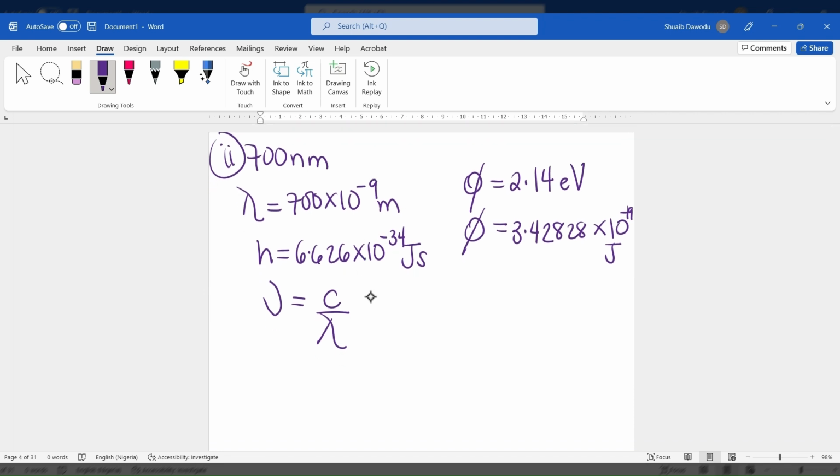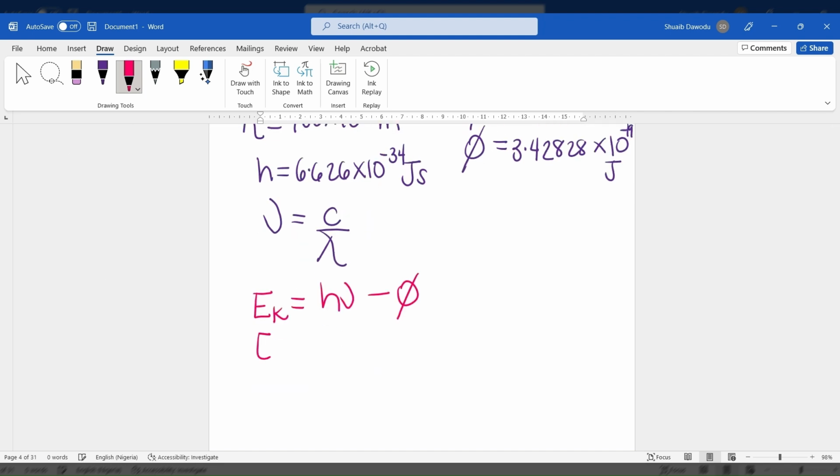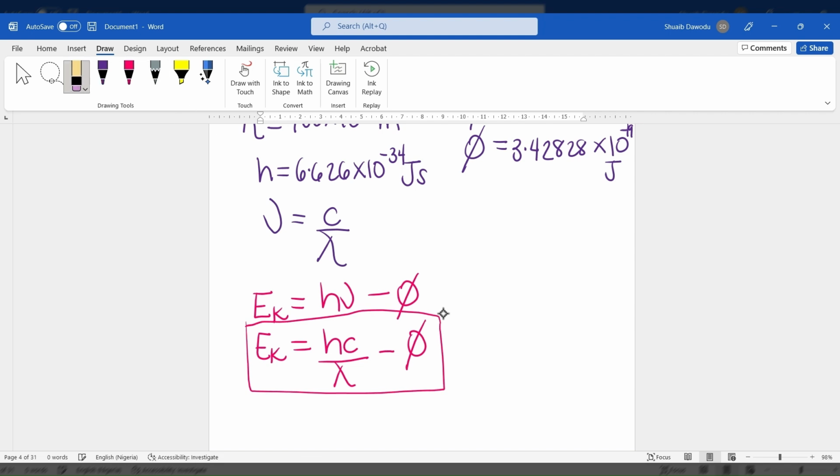So the formula that we're going to use to determine the kinetic energy for 700 nanometers is simply E sub K equals h nu minus the work function. Or we can rewrite this as E sub K equals h, and then we substitute nu to equal c divided by lambda. So that will be hc divided by lambda minus the work function. So this is what we're going to use.